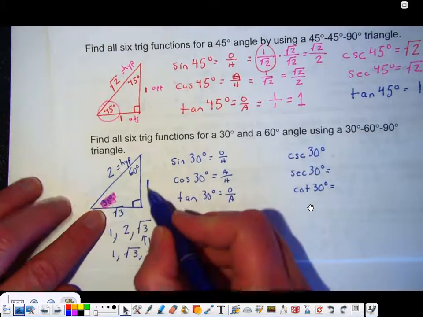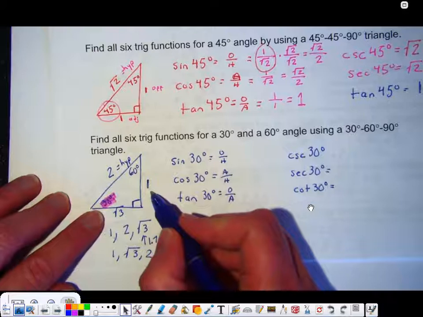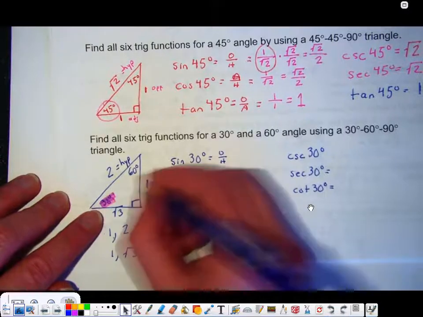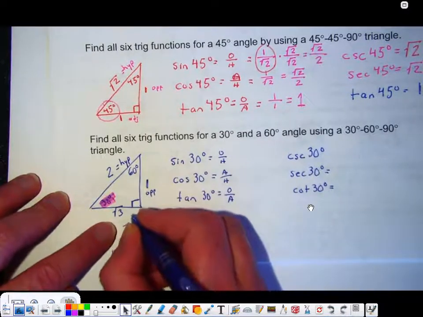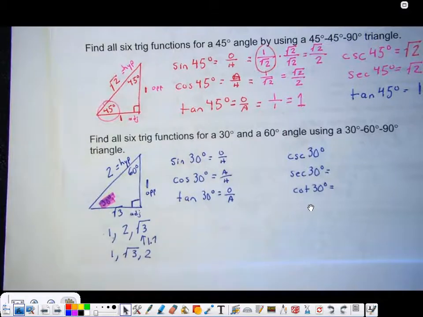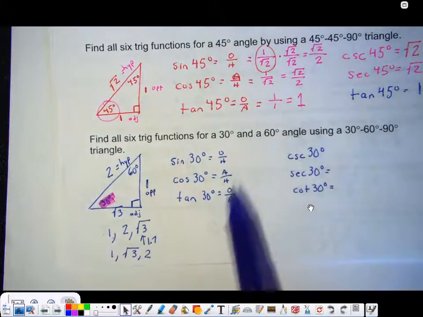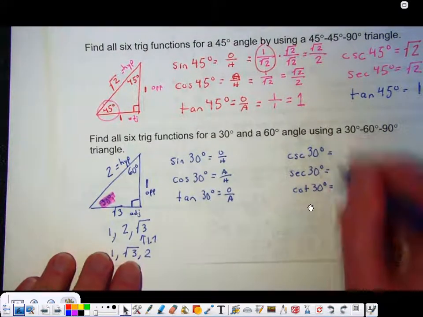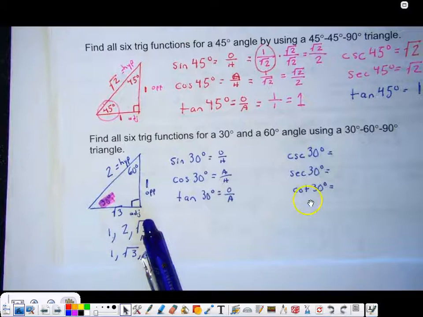For 30 degrees, what would 1 be? Opposite or adjacent? Opposite. So right here, this guy is right across from it, and what about the square root of 3? Adjacent. Once you label that, you can just put them all the way through. If you have a square root in the denominator, then you're going to need to rationalize it. I'm going to give you a minute and see if you can fill these in, and then I'm going to let some people come up and fill them in.